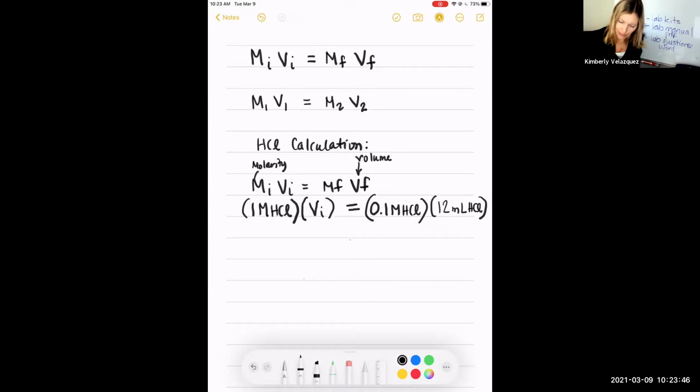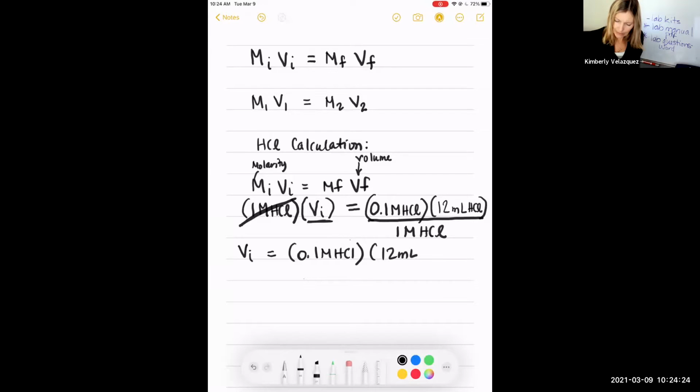Okay, so what we want to do is we want to solve for this. Okay, to solve for that, we have to do the reverse on both sides. So over here, we're multiplying by 1 molar hydrochloric acid. So now we have to divide by 1 molar hydrochloric acid. So we're going to move that 1 molar hydrochloric acid over here. So it cancels out here. And now we have the volume of that hydrochloric acid that we have to add is going to equal 0.1 molar, 12 milliliters, 1 molar. Oops, sorry, I didn't put my hydrochloric acid here.